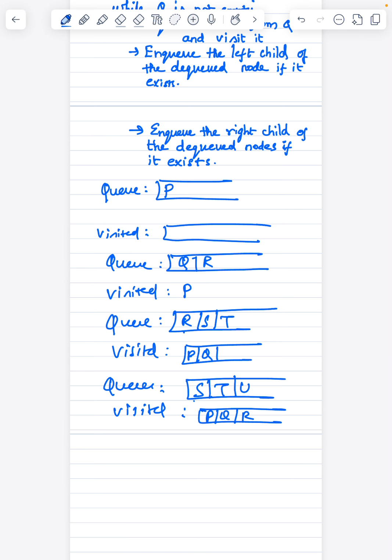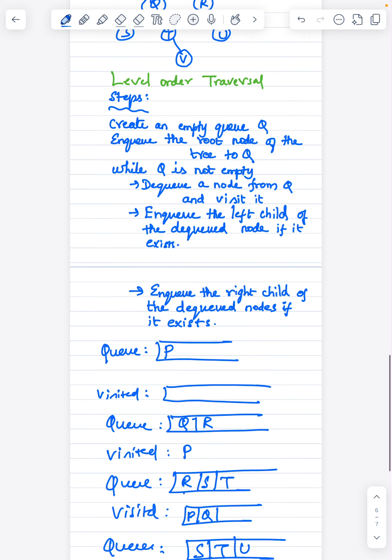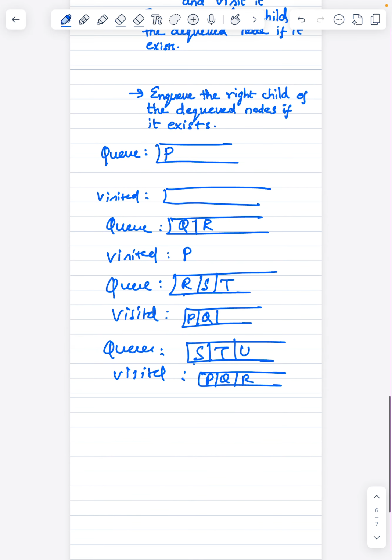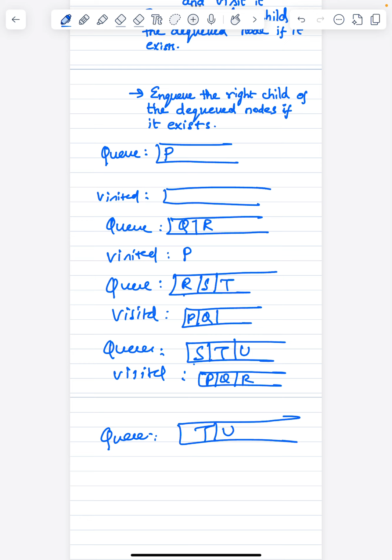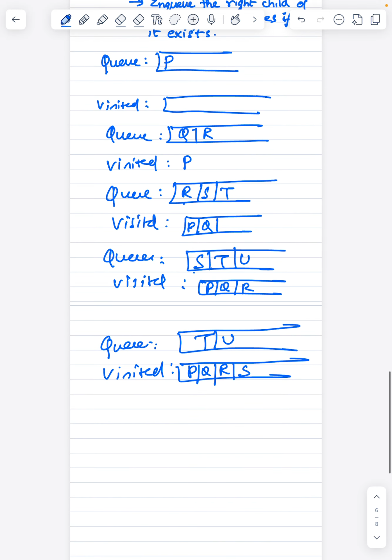Done? Now what is waiting in the queue? S is waiting in the queue. What are the adjacent nodes of S? We don't have anything, so we can just visit S. The queue becomes T, U. Visited will become P, Q, R, S. Now what is waiting in the queue? T is waiting in the queue. We have to look for the adjacent nodes of T. So we have V.